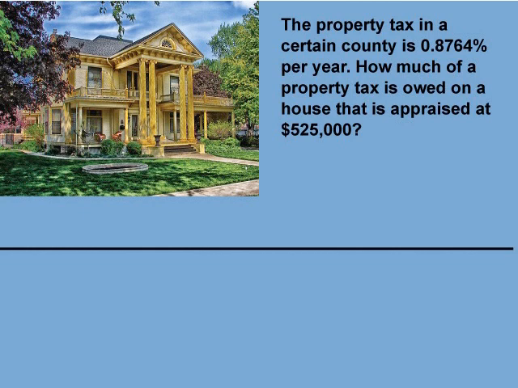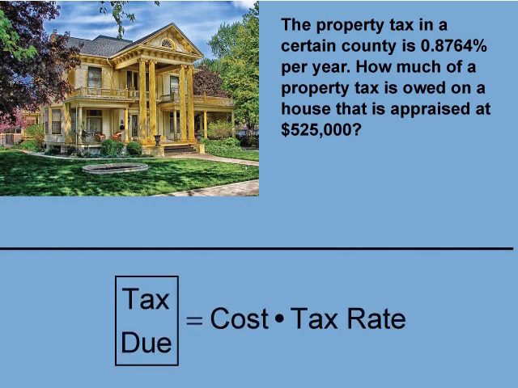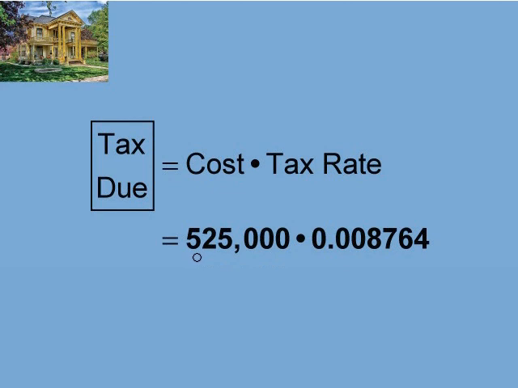To calculate the property tax, use this formula. Plug in the values for cost and tax rate, which is written as a decimal. Although the property value is very high, the tax rate is a small decimal. The result is $4,601.10.